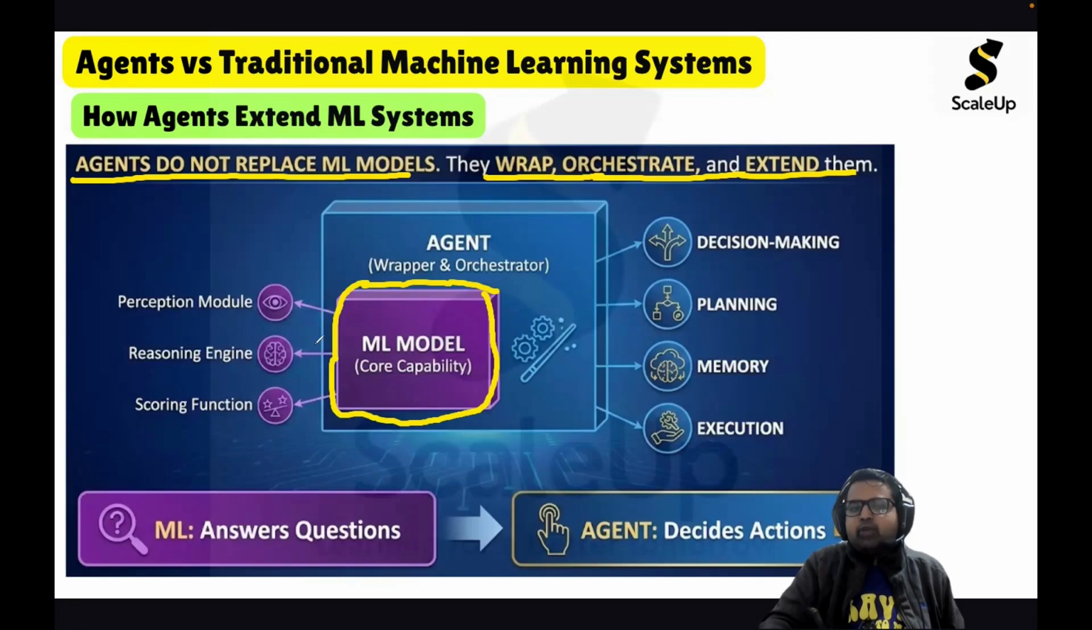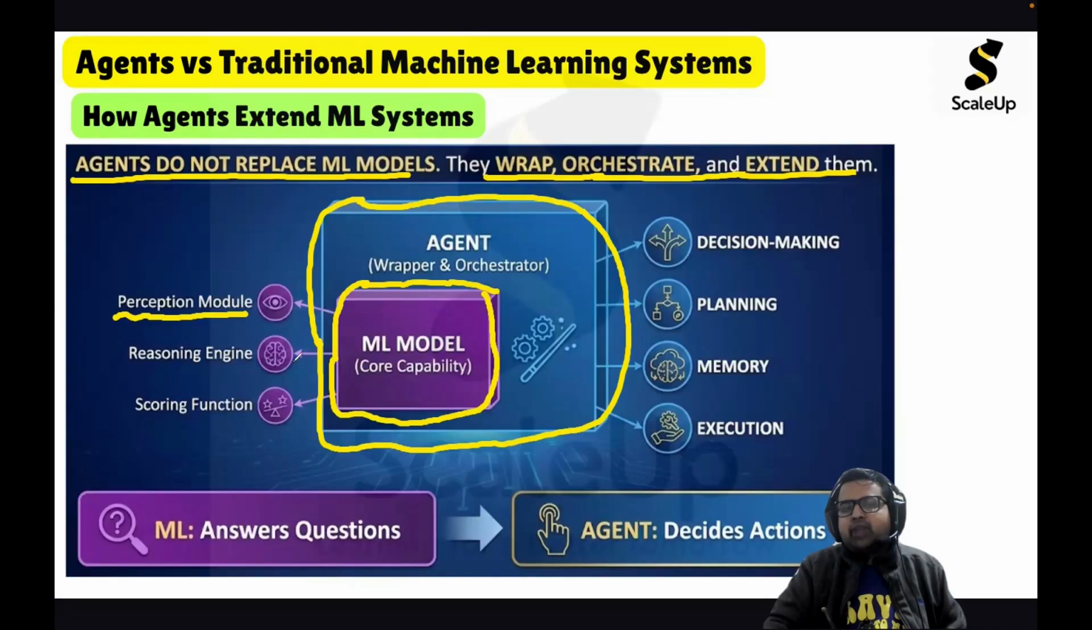If I talk about the machine learning model, it can play the role of perception. It can directly take in the input, and based on that it can apply some sort of intelligence, like it can classify it, it can do some prediction. So in this complete architecture, of machine learning model plus AI agents, the machine learning model plays the role of perception module and reasoning engine. To a certain level, the machine learning model can play a role in reasoning and scoring function. So with machine learning models we can achieve perception, and a sort of reasoning and scoring, that evaluation and all.